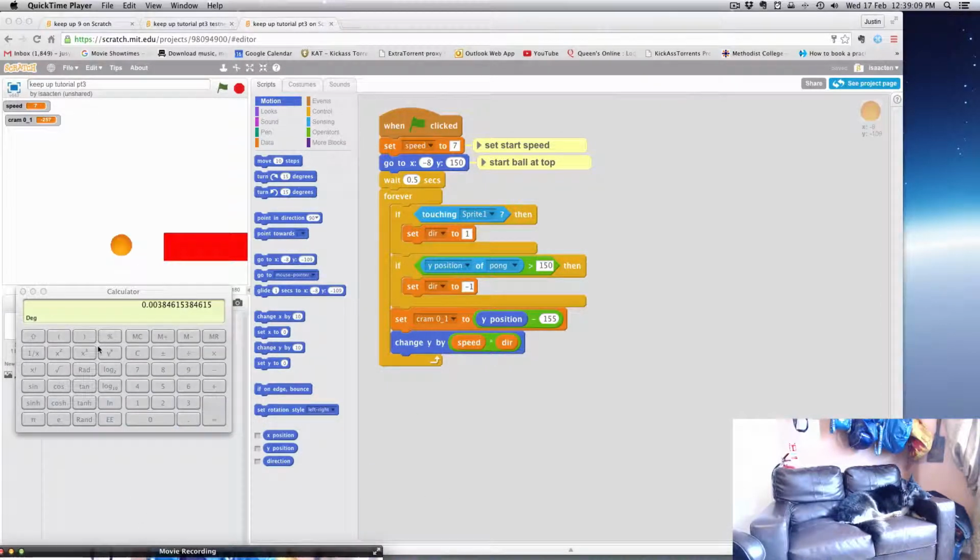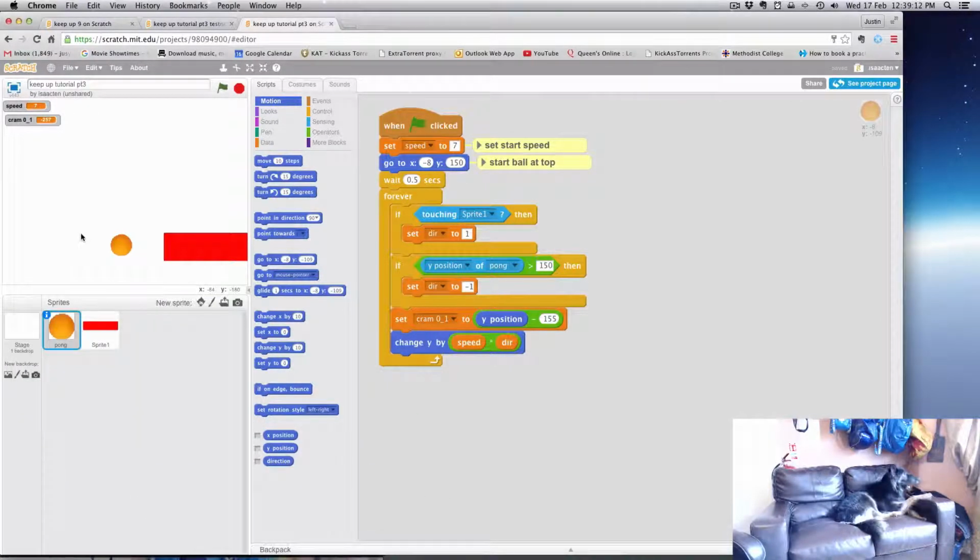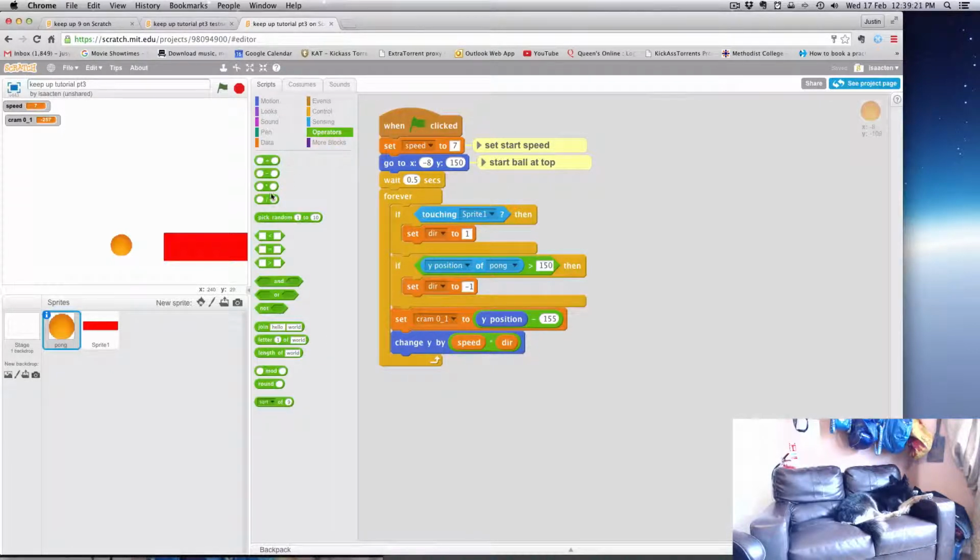Okay, so 0.0038. All we do is simply multiply that. So we're gonna put another operator. Go ahead, operator. Times, and then pop that y position in the first bit. So first it's gonna subtract 155 to get between 0 and 260, and then we're gonna multiply it by 0.0038.